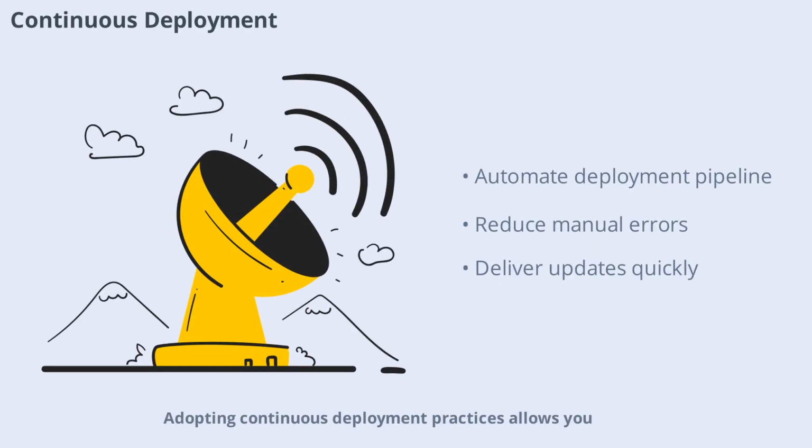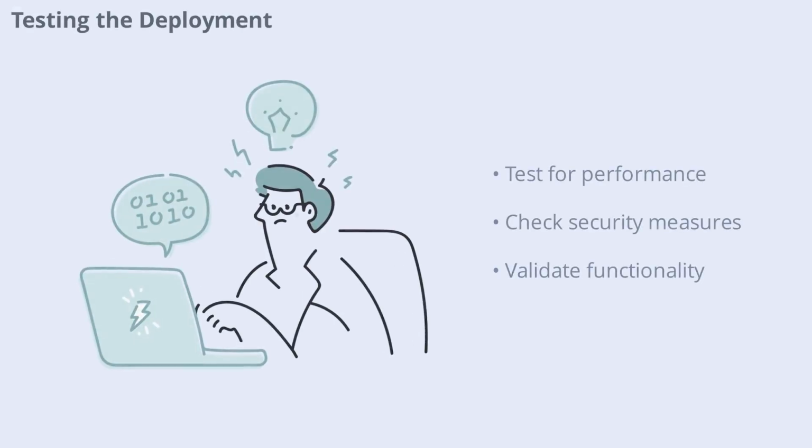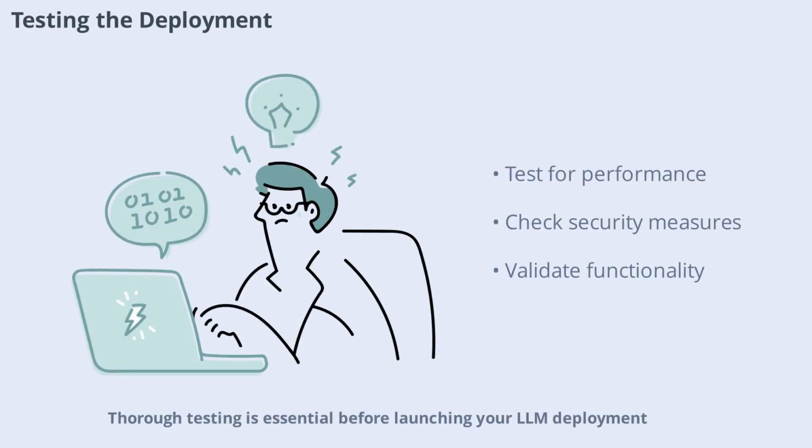Adopting continuous deployment practices allows you to update your LLM quickly and safely. Automated pipelines handle testing, building, and deployment, reducing manual errors. This approach ensures that improvements and bug fixes reach users faster, keeping your application up to date and competitive in a fast-moving field.